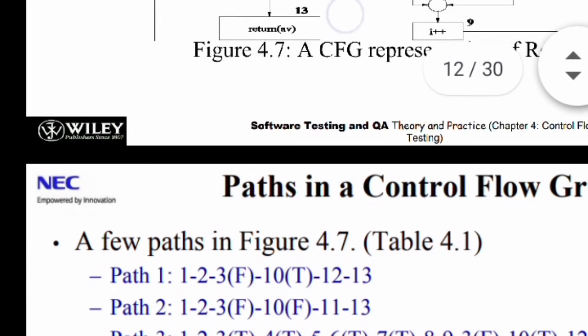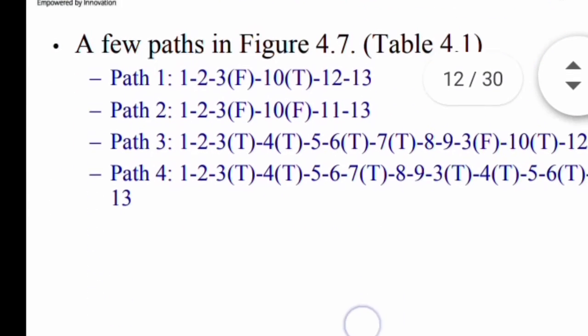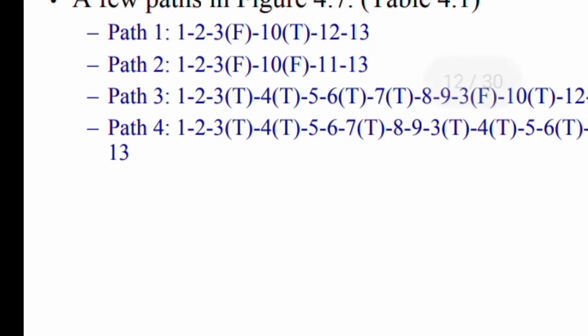Similarly, we observe other paths also. 1, 2, 3 false. What happens? 10 false, 11, 13. And third path: 1, 2, 3 true, 4, 5, 6, 7, 8, 9, 10, 12, 13. You observe the path, and if you have doubt, you may ask me in whatever media or WhatsApp or whatever you like. You can ask the question.